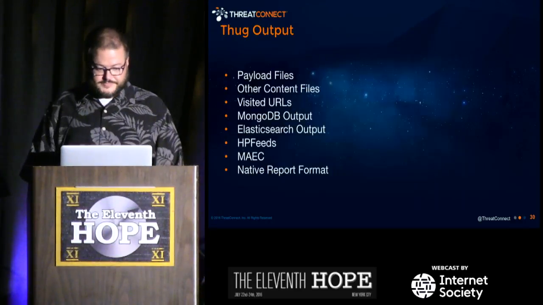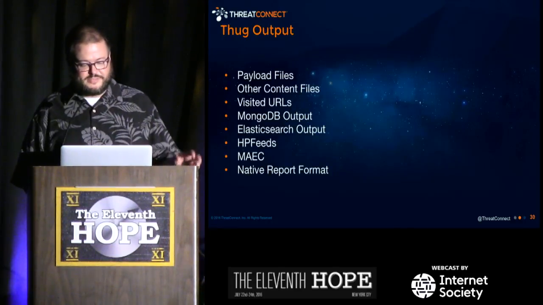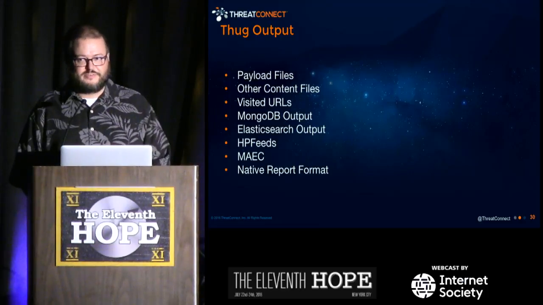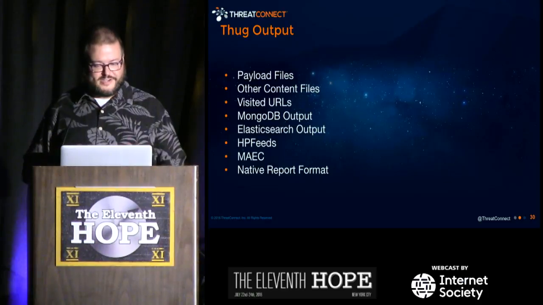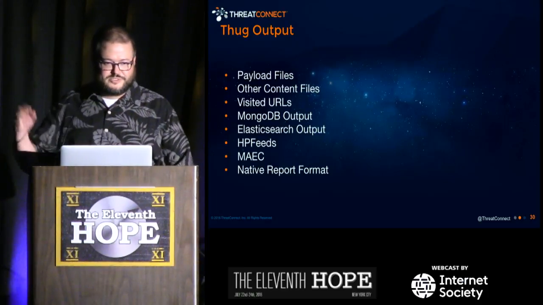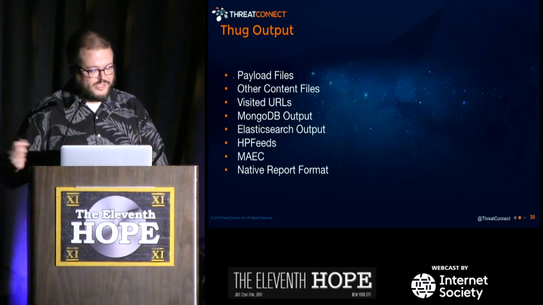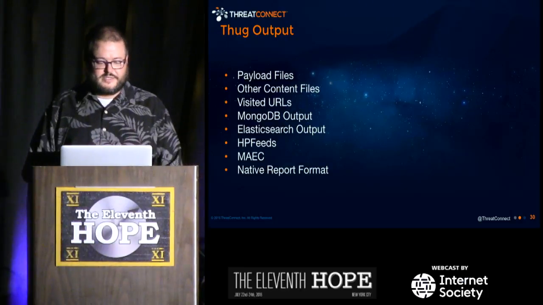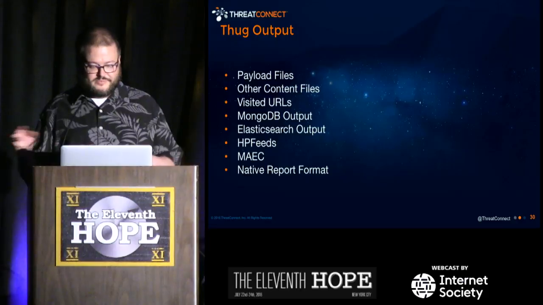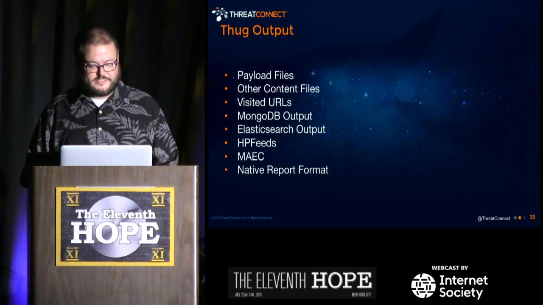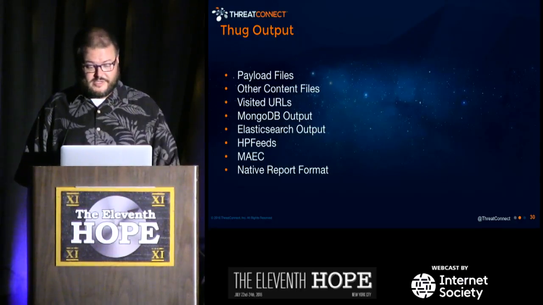So the output of Thug has payload files, and that's the gold that you're getting out of this. And you would use Cuckoo to then look at those payload files and execute them. It has other content files. It shows you the visited URLs. It has a number of different output formats, and it has its own native output format.